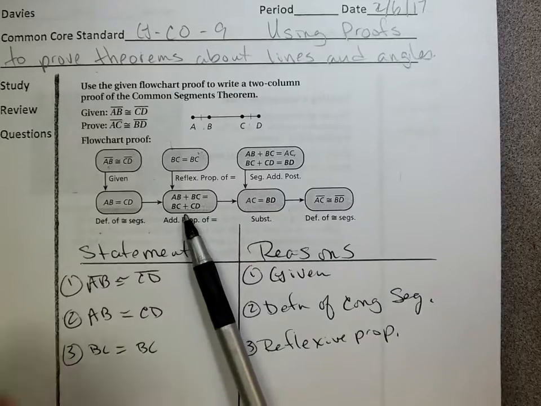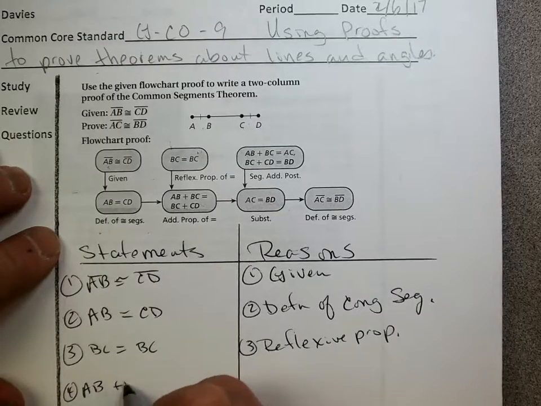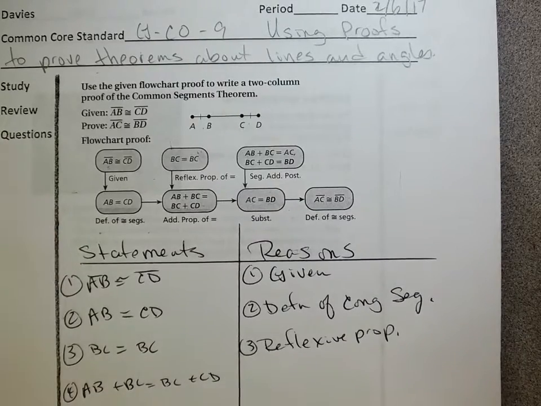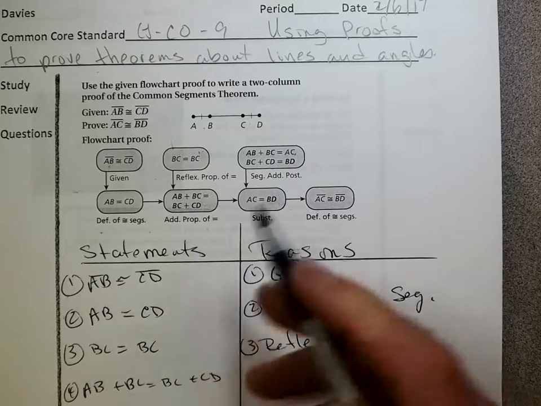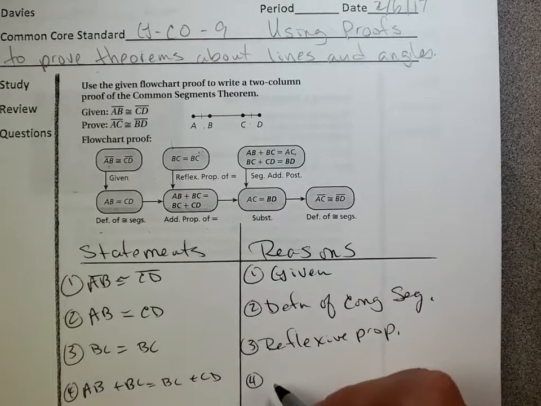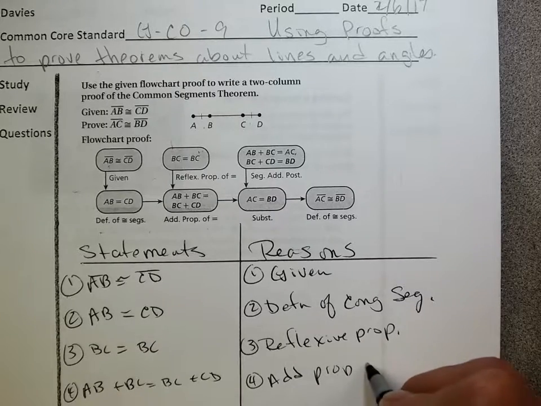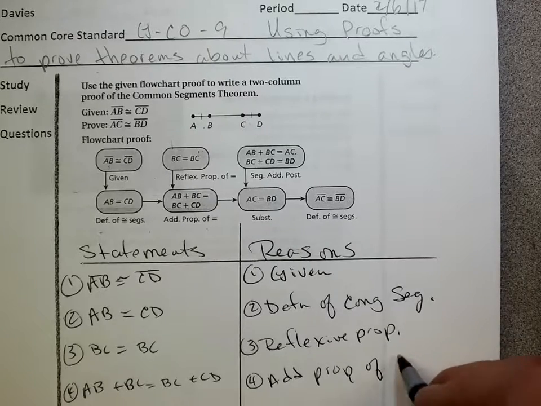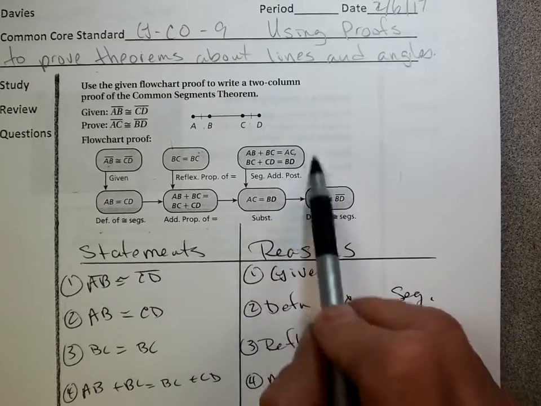Step four is just to put that AB plus BC is equal to BC plus CD. And of course, the cool thing about the flow chart is it just tells us the answers right there. The reason for step four is the addition property of equals. Then the chart goes up to here.